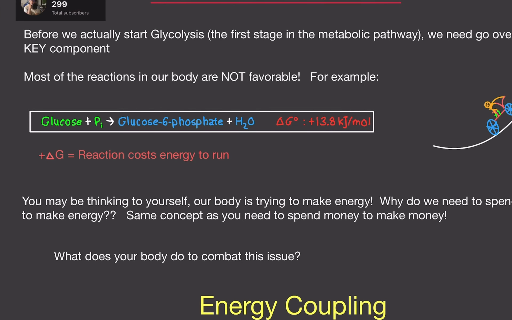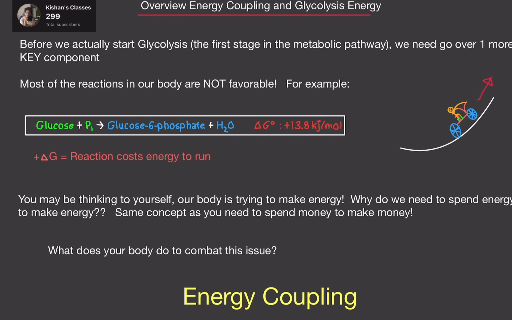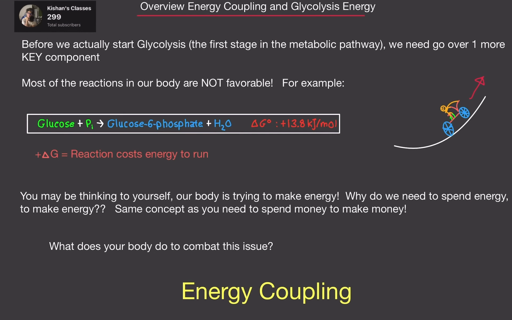So you may be thinking to yourself, wait a second, our body is trying to make energy. The whole purpose of the metabolic pathway we're learning is to make energy, to make ATP. That's the end goal, and water. Why do we need to actually spend energy to actually make energy? Well, it's the same concept as you need to spend money to make money. To actually get ATP and produce energy, you have to put some energy in.